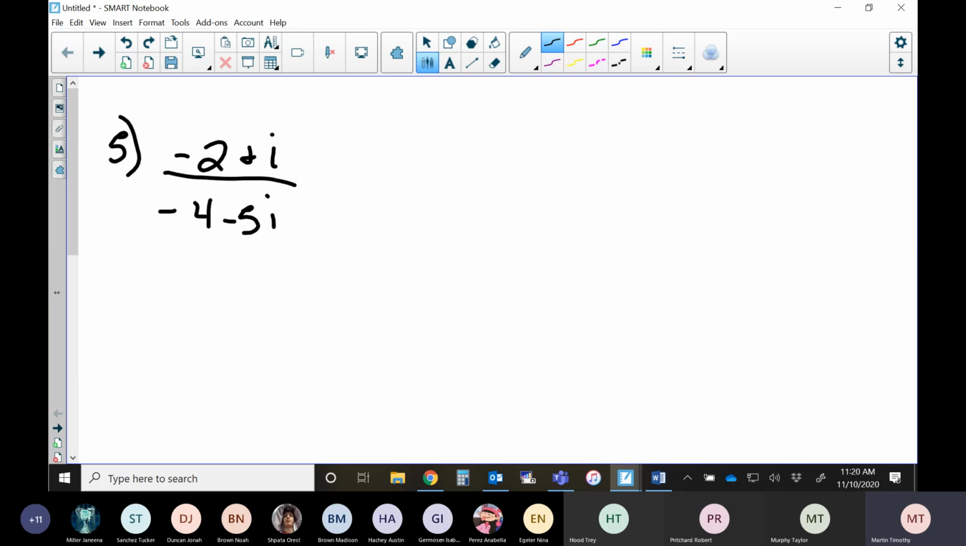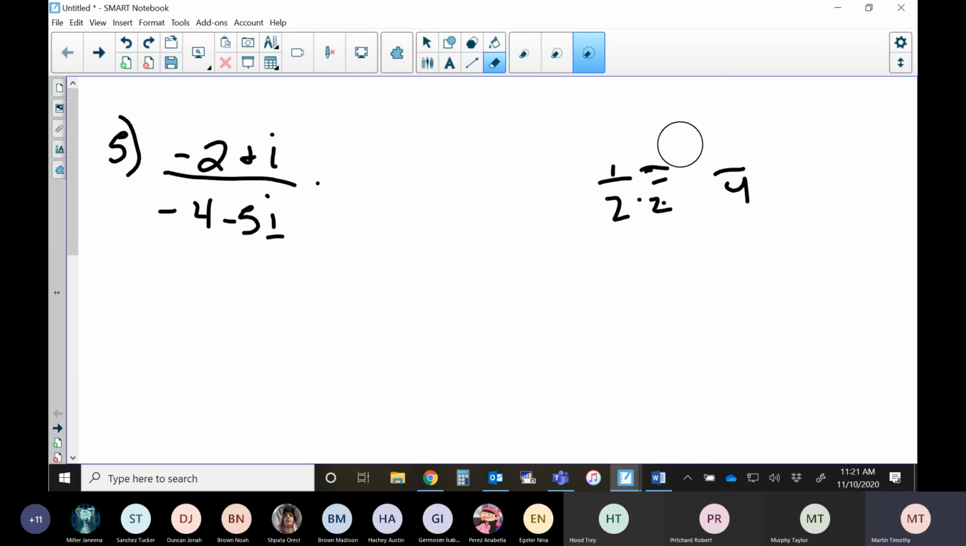Right here, I have to realize that the problem is I'm not allowed to have i in the denominator. So what you were taught was, it's just like basic fractions. Whatever I do to the denominator, I have to do to the top. If I times the bottom by 2, I just have to times the top by 2, because really I'm timesing by the number 1. And when I do that, I create what's called an equivalent fraction.